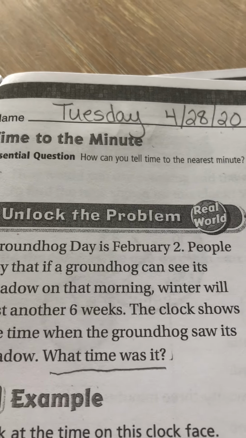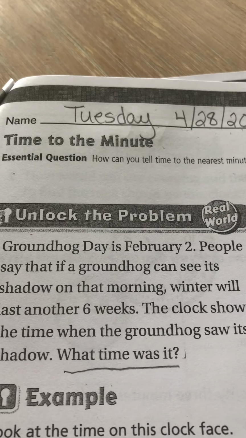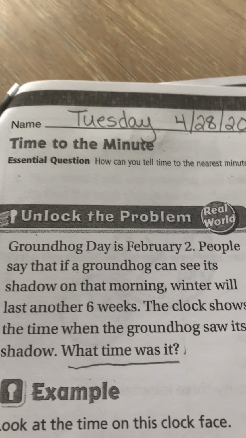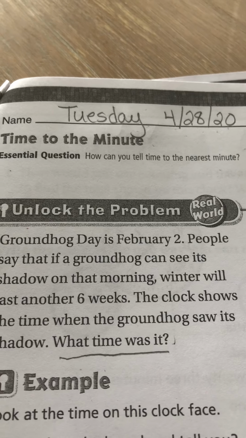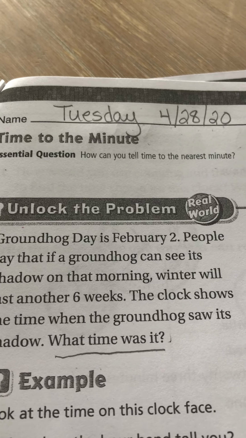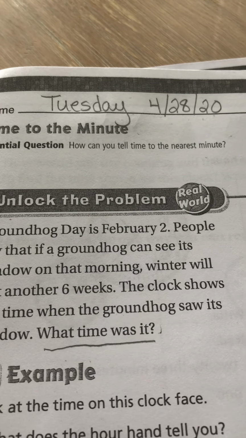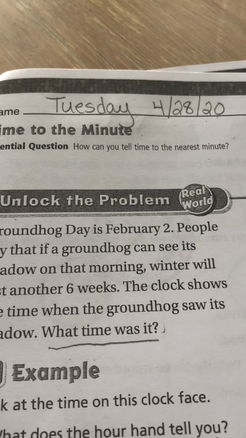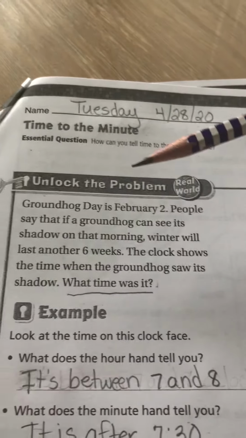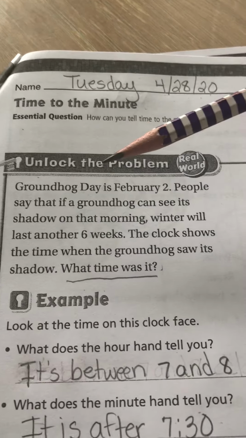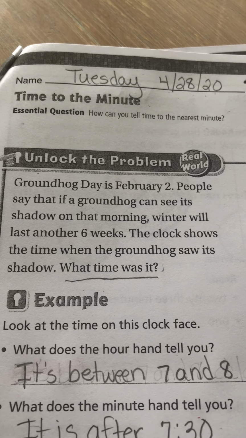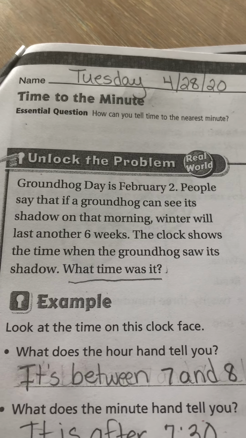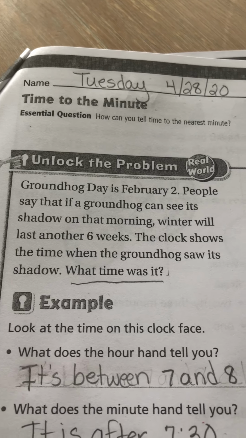So we're going to begin by reading this problem. I did some of the sheet with you so you can just follow along, and then wherever I fill in information, you can fill it in too. Again, stop the video at points if you need to, if you think maybe Ms. Harling's going too fast, and then you can come back to wherever you left off. Unlock the problem. It says Groundhog Day is February 2nd. People say that if a groundhog can see its shadow on that morning, winter will last another 6 weeks. The clock shows the time when the groundhog saw its shadow.